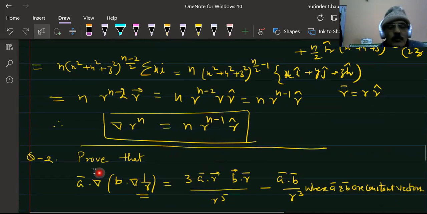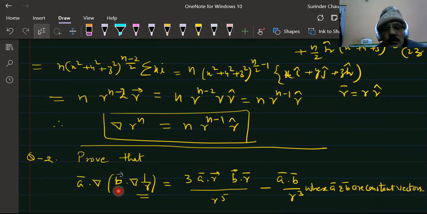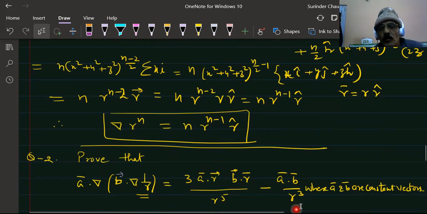Now one more thing. Prove that a vector dot gradient of b vector dot gradient of 1 by r is equal to 3 a vector dot r vector times b vector dot r vector upon r to the power 5, minus a vector dot b vector upon r cube, where a and b are constants.